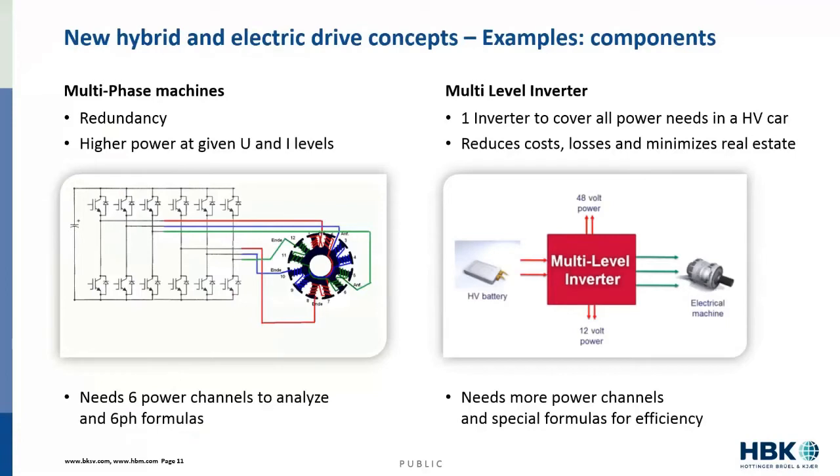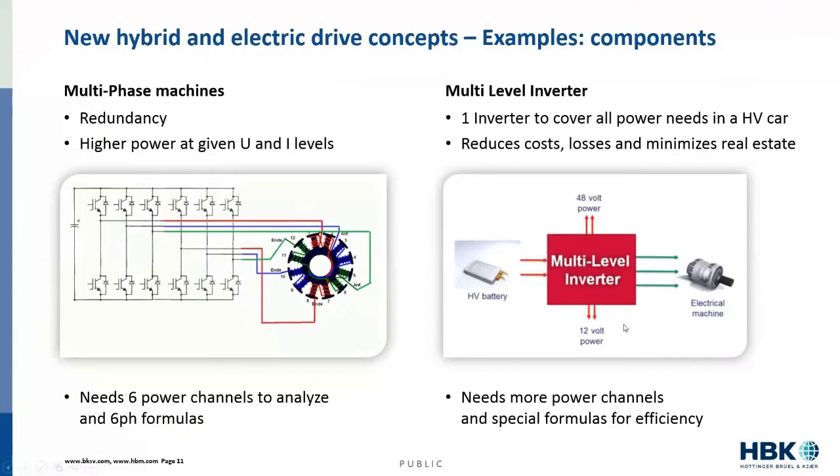So a few examples, components that may need to be measured and have some of these unique testing requirements. A multi-phase machine. What I show here is a 6-phase machine. Some advantages of using 6 phases of power rather than 3. If one phase of the power drops out, the machine can still operate, so you've got some redundancy there. In addition, you can get higher power for the same voltage and current levels. Or you can operate at a lower current level and be able to get the same amount of power out.